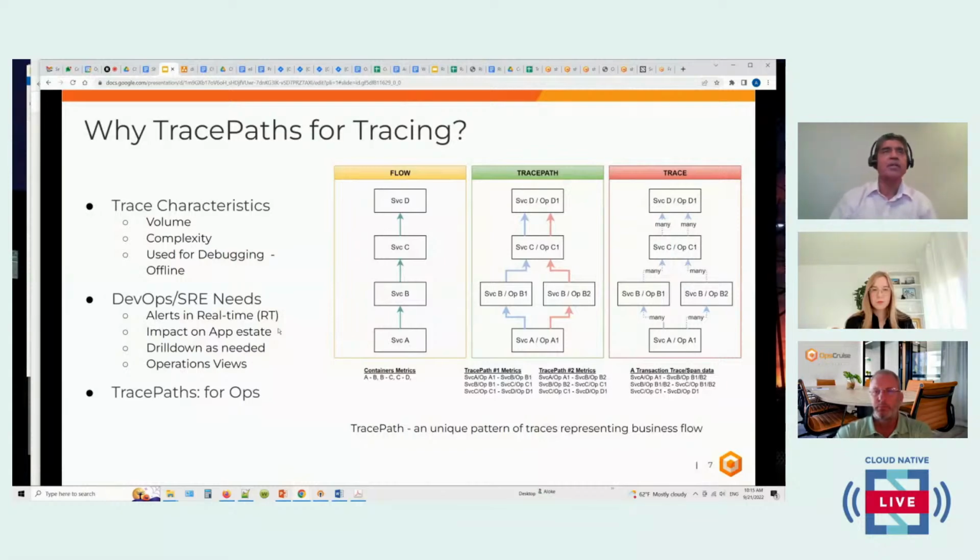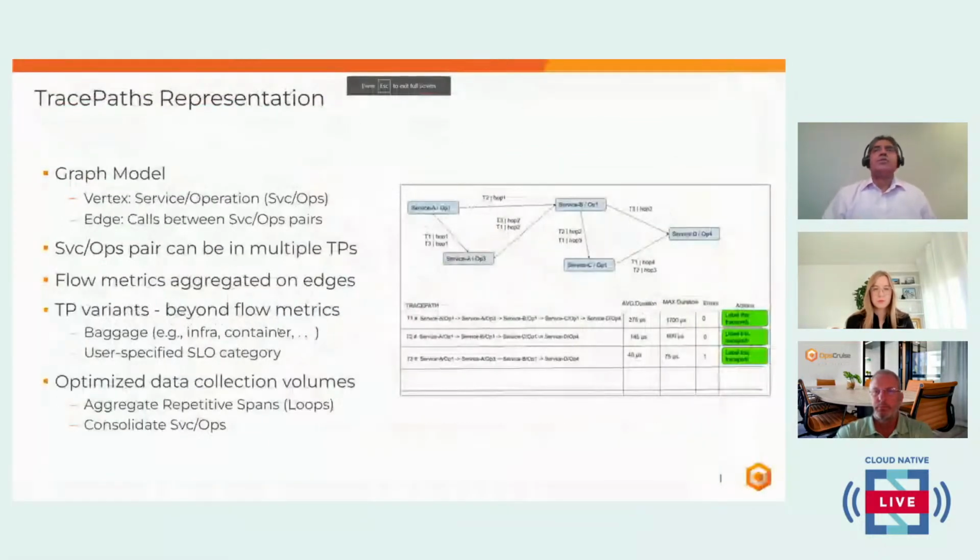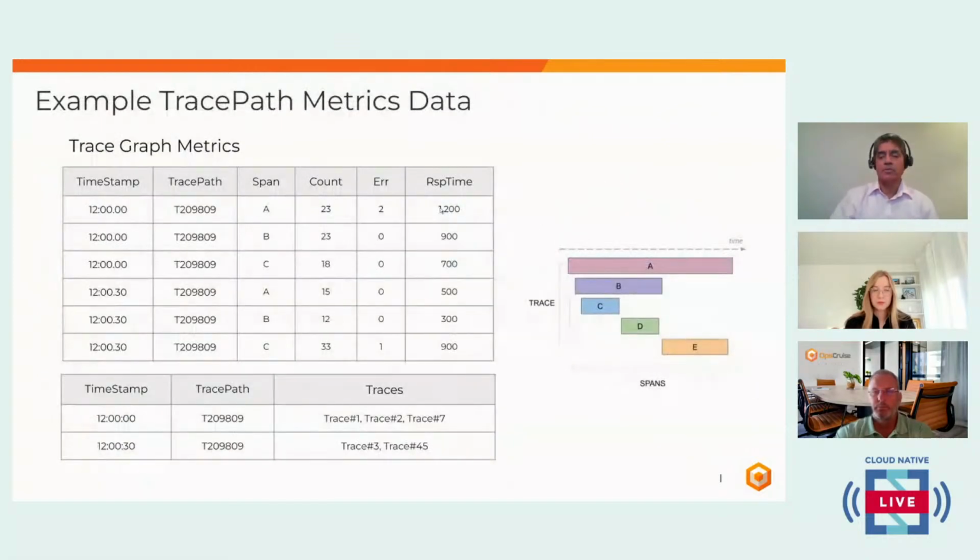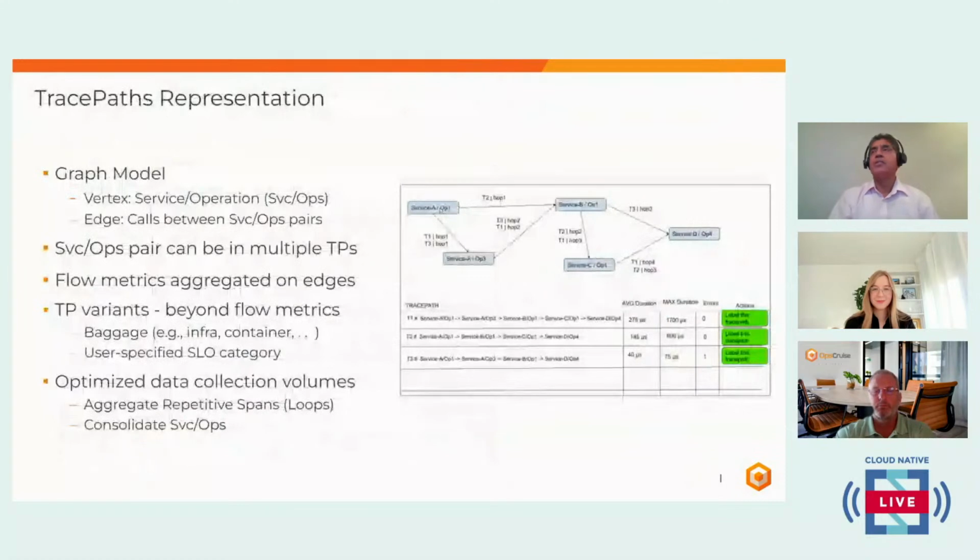So let's dig into what tracepath really does. Think of tracepath as aggregating at the service operations level. Remember, we're talking about business flows. Remember the paths that we're talking about? Service A can call service B, go to service D. There might be another one where requests are coming through here. There are a finite number of paths that might go from service operation 1 to, let's say, service operation D.